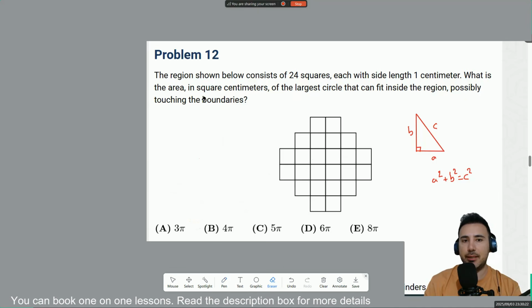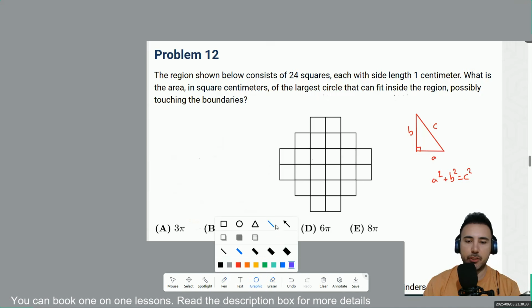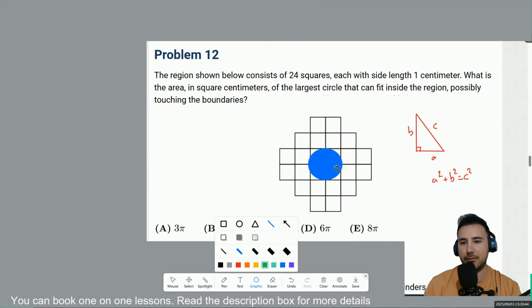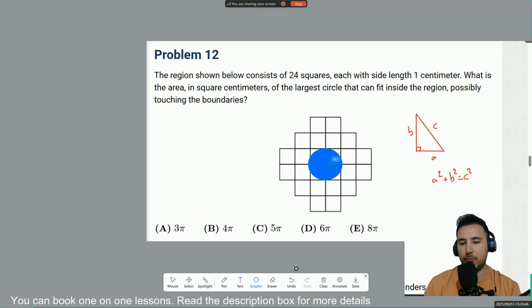What is the area in square centimeters of the largest circle that can fit inside the region, possibly touching the boundaries? So for example, if we start from the center, something like this. This is definitely not the biggest, right? But what is the radius of this circle? Just 1. So let's see if we can make it larger. I have to keep the center here and see how big it will be.